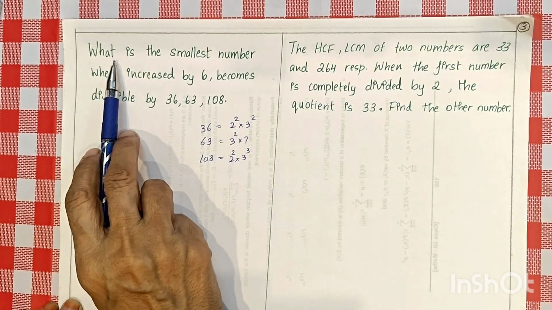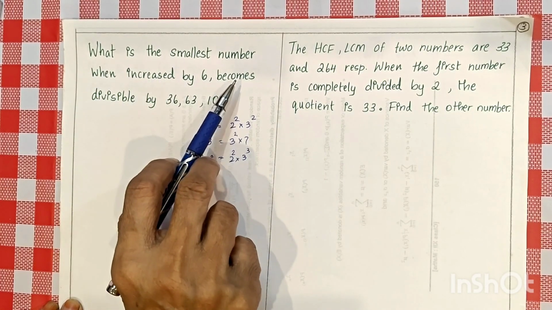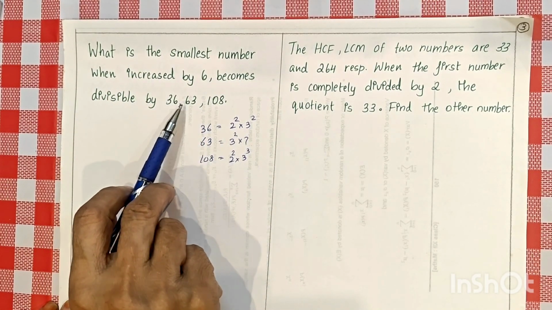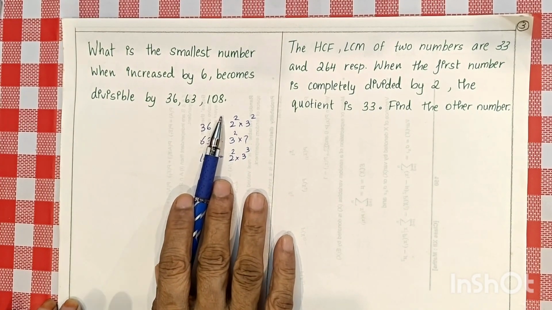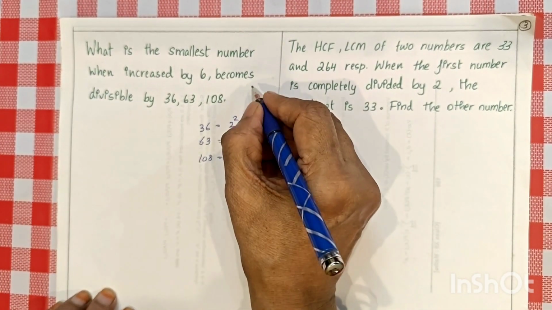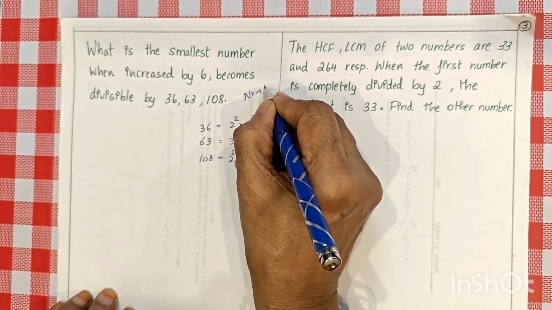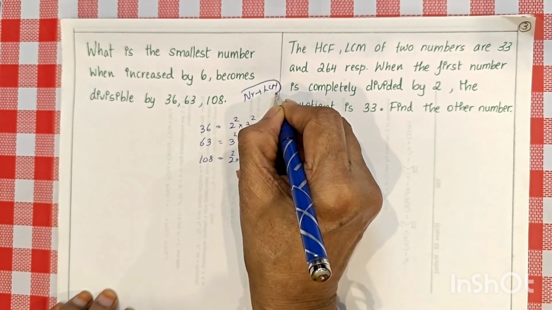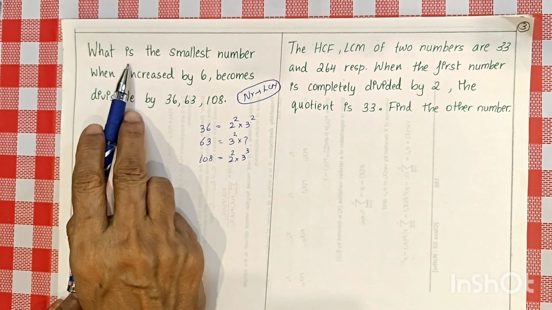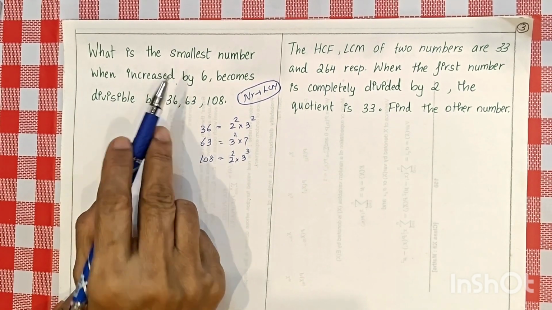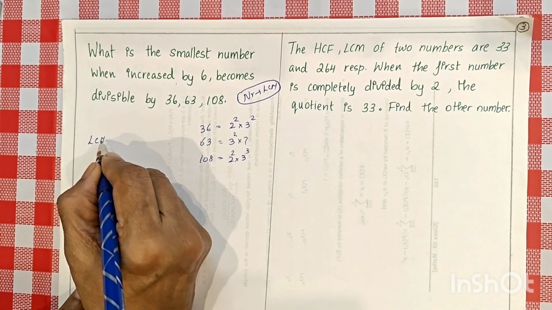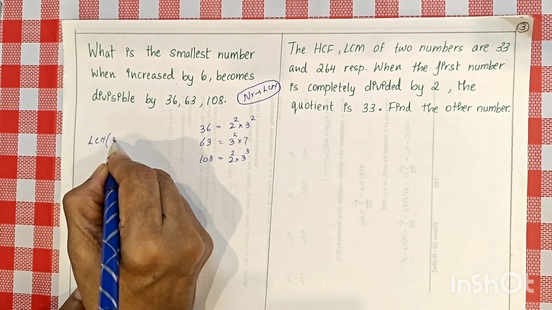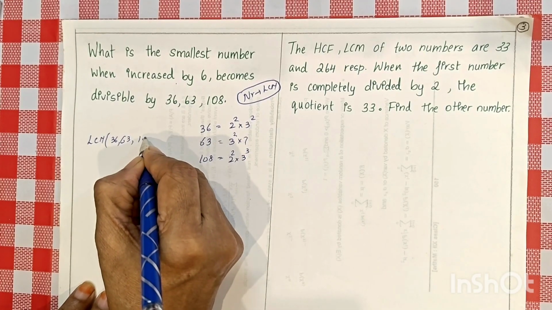Now the next question: what is the smallest number which, when increased by 6, becomes divisible by 36, 63 and 108? So some number has to be divisible by these numbers, which means you have to find the LCM. Now the number is increased by 6. So first we will find the LCM of 36, 63 and 108.